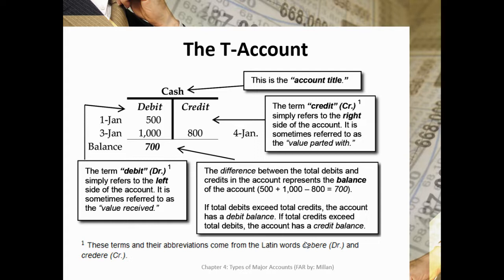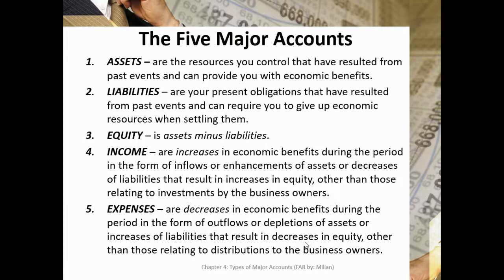So the difference between the total debits and the credits in the T account represents the balance of the account. In this example, the total debit is 1,500 while the credit is 800. So there's a balance of 700 pesos. If the total debit exceeds the total credits, the account has a debit balance. While if the total credits exceed total debits, the account has a credit balance.